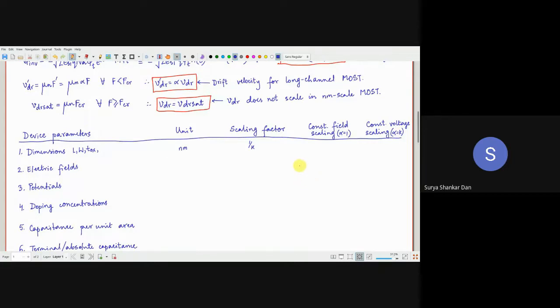So what do we understand? The first thing is that for both constant field scaling and constant voltage scaling, we are going to have the dimensions with the same scaling factor, because there is no alpha term itself.